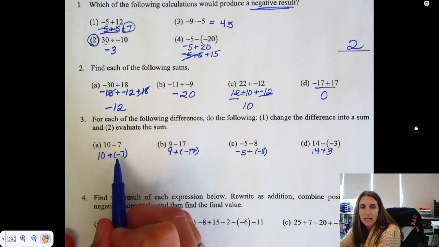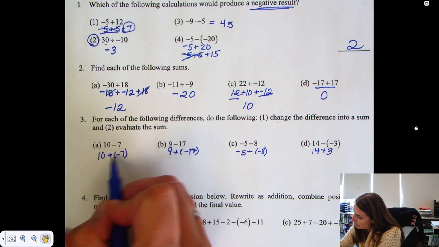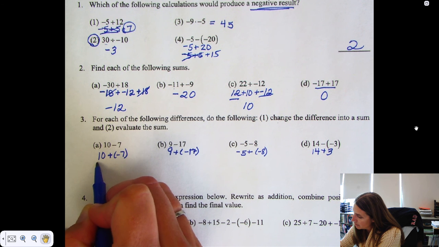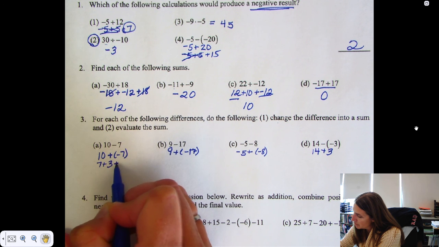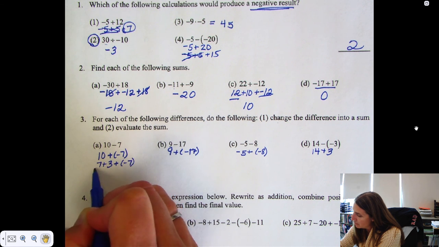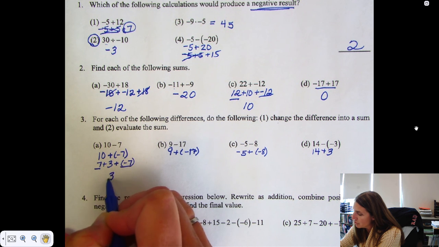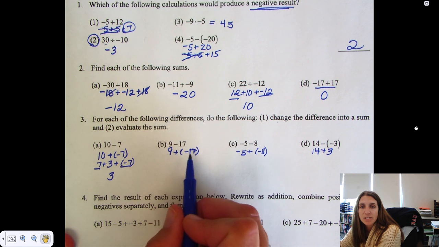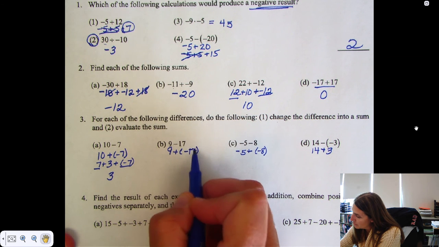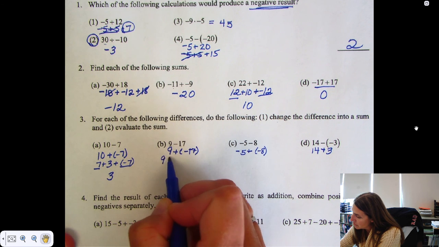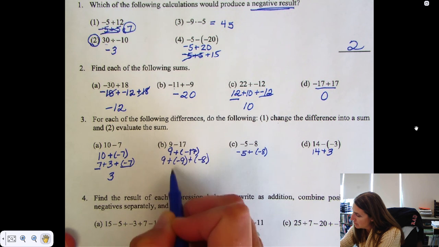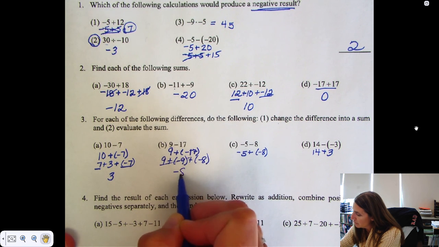So 10 plus -7, I can match up 7 positives with 7 negatives. 7 plus 3 plus -7. So 7 positives and 7 negatives. My answer is 3 when I cancel out the 7. 9 plus -17. I'm going to have to pull away 9 negatives. So 9 plus -9 plus -8 left. These cancel, and we're left with -8.